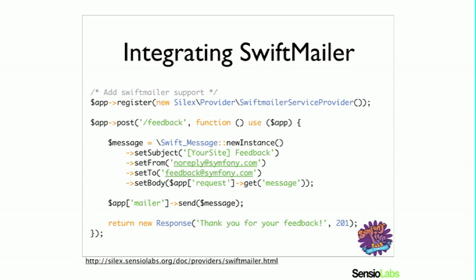Everybody hates SwiftMailer, but we use it anyways. So you call app register, SwiftMailer service provider, and then you can easily create a Swift message, use the app mailer, and simply send the SwiftMailer message. All of these are really easy.